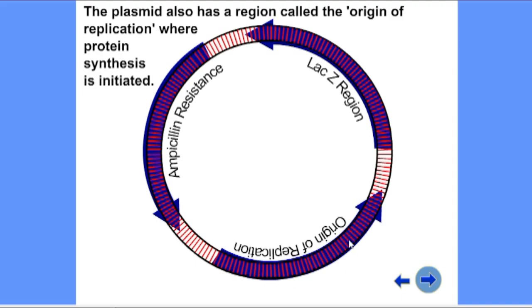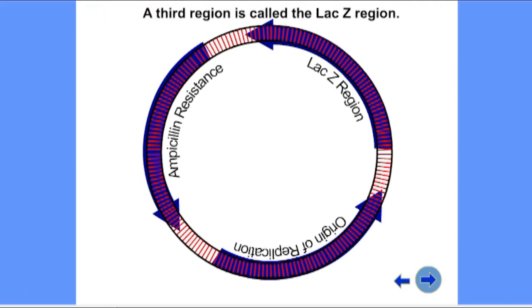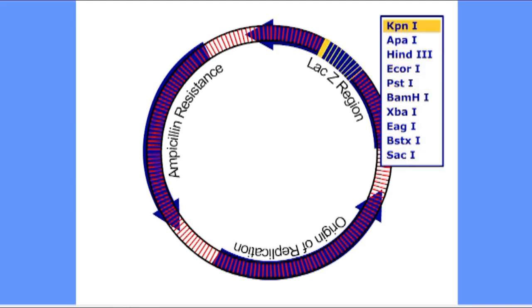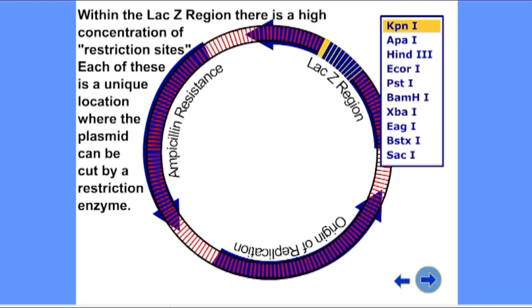This much region is called the origin of replication. In addition to that, a third region is called the lacZ region. So here this is the lacZ region. Within the lacZ region there is a high concentration of restriction sites. Each of these is a unique location where the plasmid can be cut by a restriction enzyme.